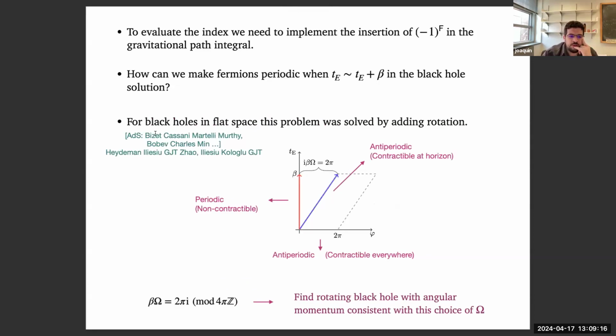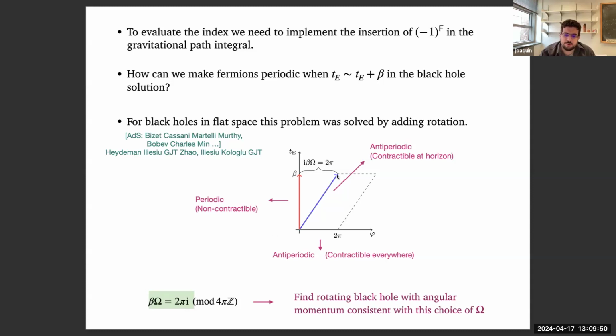So the solution was given in this paper in AdS, and then in particular in this paper, we extended this to flat space with Iliesiu and Kologlu. And the idea is to add rotation. So we interpret the (-1)^F as turning on an imaginary angular velocity that takes this value, beta omega is 2 pi i. So the insertion of e^(beta omega J), that would be characteristic of angular velocity in the path integral in the trace, gets replaced by (-1)^F because of spin statistics.